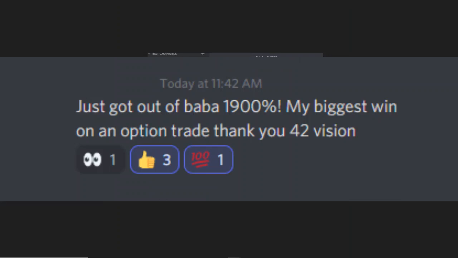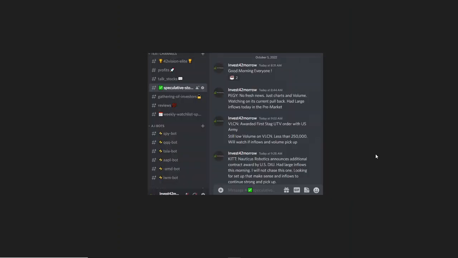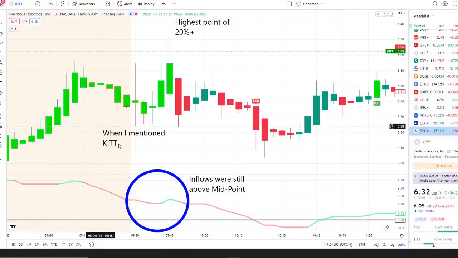So these are the three stocks I mentioned this morning. All of them gave jumps of 5 to 10%, 10 to 20% plus, but two of them turned out to be a home run. And these are the stocks we caught early on in the pre-market. The first one here is KITT. It was actually falling towards the bell. We caught it 2 minutes before the bell, consolidated, inflow stayed above the midpoint, full strength on 42 vision, and it jumped up to a highest point of 20% plus within minutes.